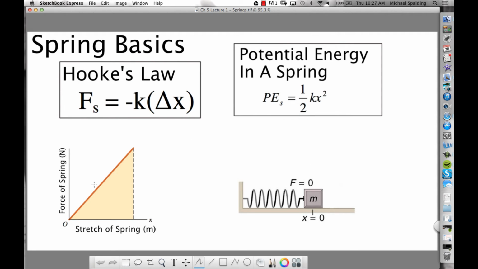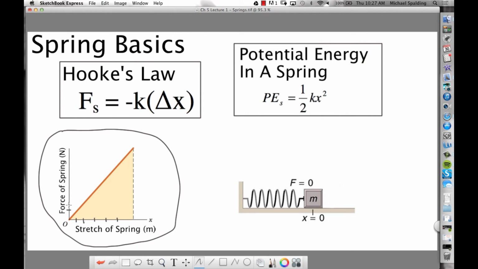Now, next thing I want to draw your attention to, if you graph force of spring versus the stretch of spring, you're going to get a straight line, okay? So look, what happens to the force as you stretch a spring more, what happens to the force?